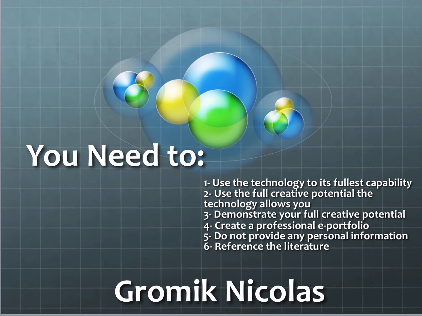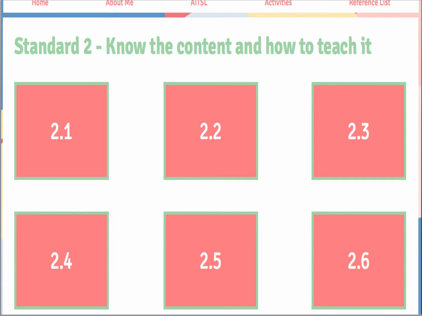So let's look at what not to do when you are creating a wiki space. I'm sure you can understand what the problem is with this particular wiki space. Actually, this is a Weebly. What the student has done is that you can see home here, about me, ETSOL, activities, and reference list. This is very good. Then you have a title which is clear, it addresses the standard and know the content and how to teach it. Now, these boxes here have no meaning at all. So it's very distracting.